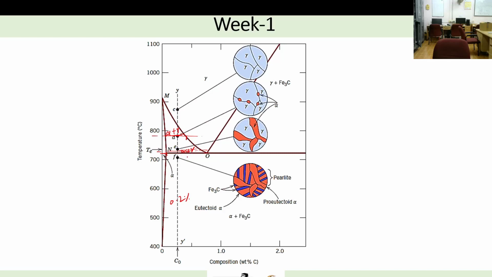Whatever austenite you are left with, if you cool further, will be converted into ferrite plus cementite. This eutectoid reaction will happen once you cross this horizontal line. So at the end, if you cool this carbon composition, what will you be left with? Ferrite plus cementite.